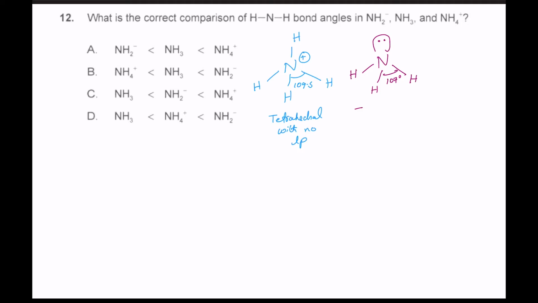And for NH2 minus, it will look like this. So you have 2 lone pairs now, so the lone pair bond pair repulsion will be even higher. So this bond angle will be even less, somewhere around 103 degrees. So we see NH2 minus has the smallest bond angle, followed by NH3, and NH4 plus will have the largest. So NH4 plus, NH3, and NH2 minus, which corresponds to option A.